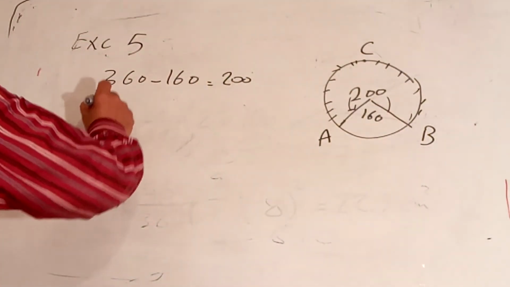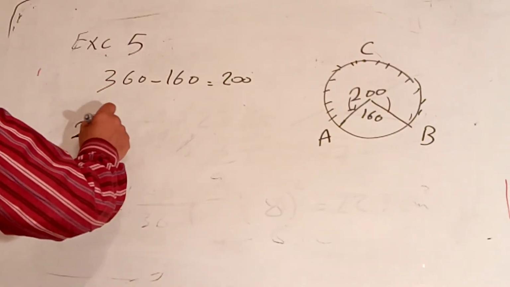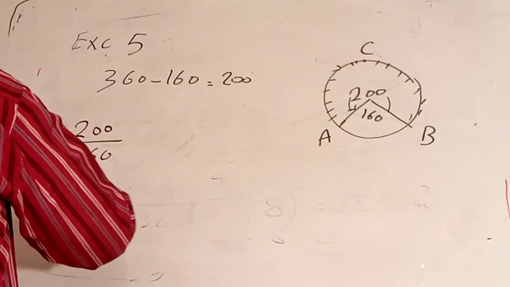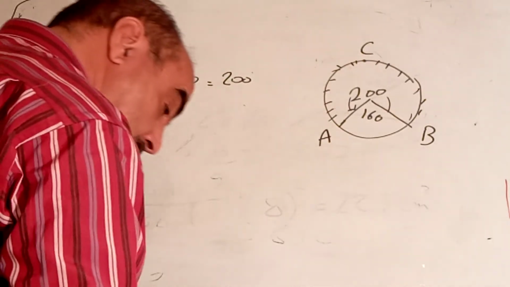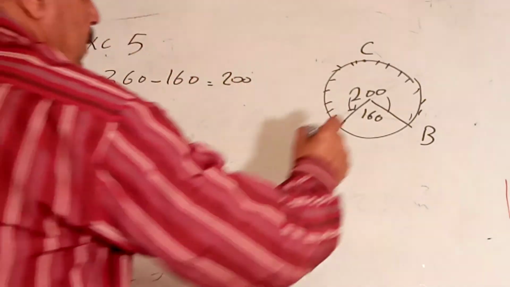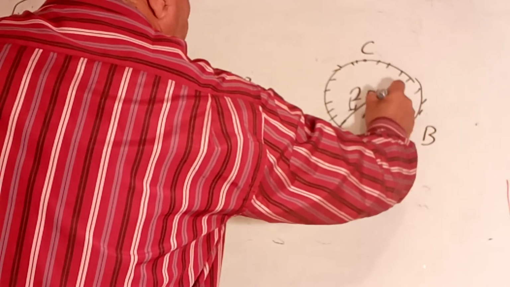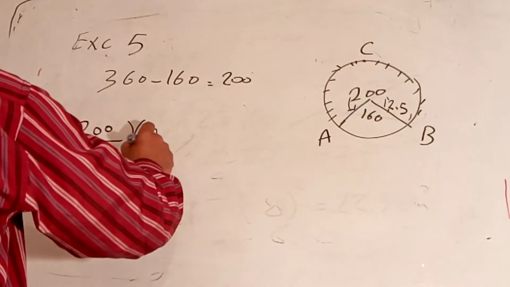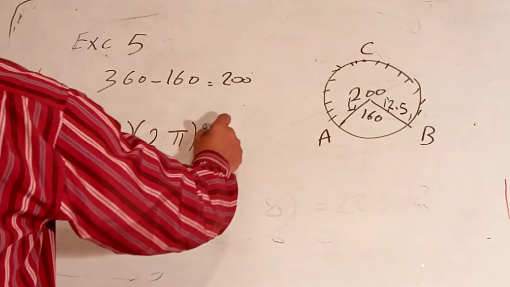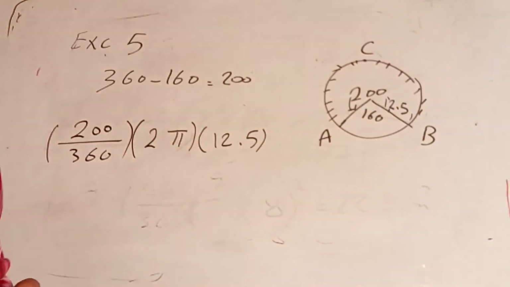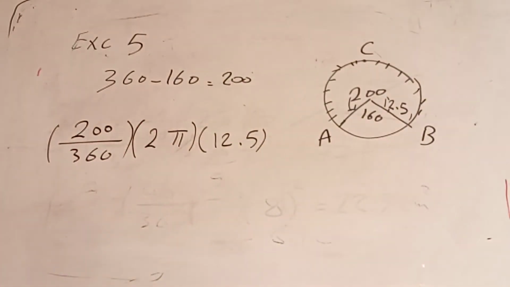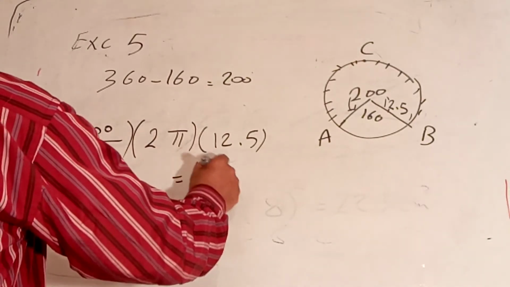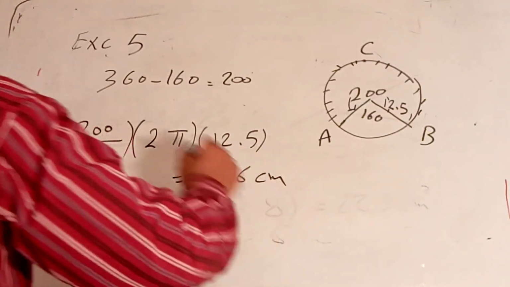It will be 200 divided by 360, multiplied by the circumference. What's the radius here? Is it 12.5? This is 12.5 multiplied by 2 pi r, which is 12.5. Okay, it will be 43.6 centimeter, I believe.